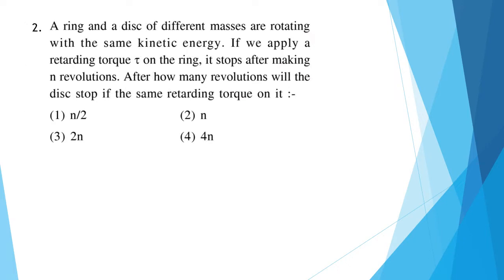Question 2. A ring and a disk of different masses are rotating with the same kinetic energy. If we apply a retarding torque on the ring, it stops after making n revolutions. After how many revolutions will the disk stop if the same retarding torque is applied on it? So we know that work done by the retarding torque will be equal to the kinetic energy. As the retarding torque is the same on the disk as well as on the ring, therefore the number of revolutions will also remain the same. So the correct answer will be option 2.